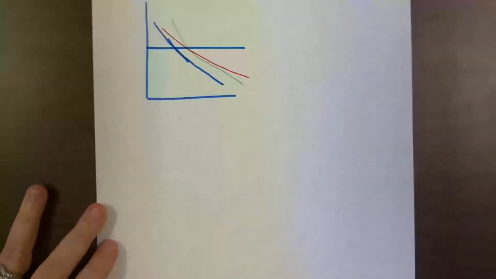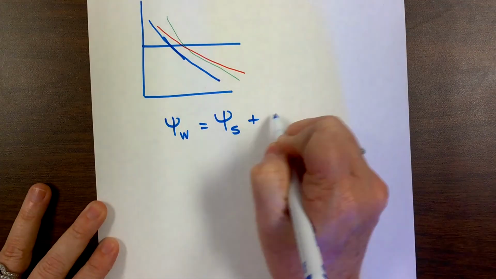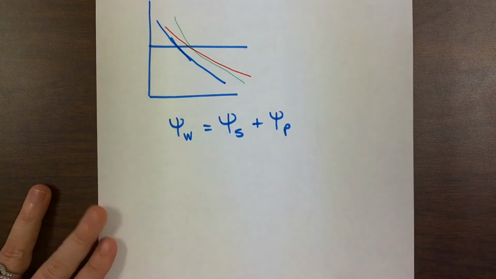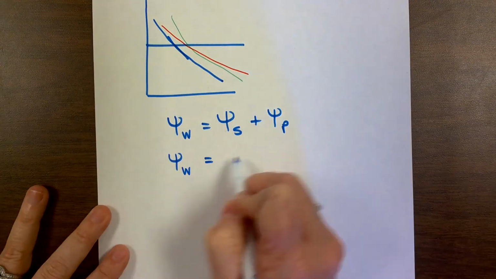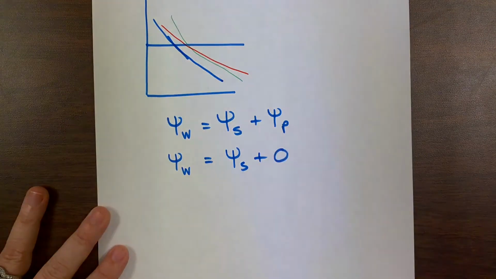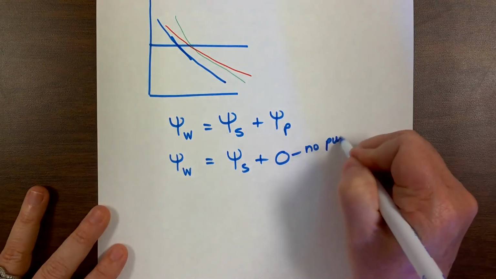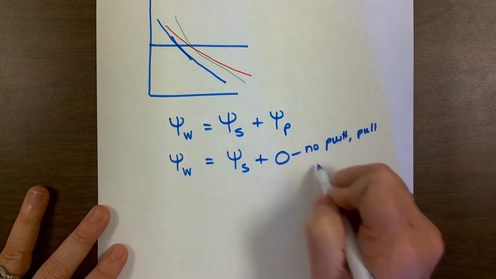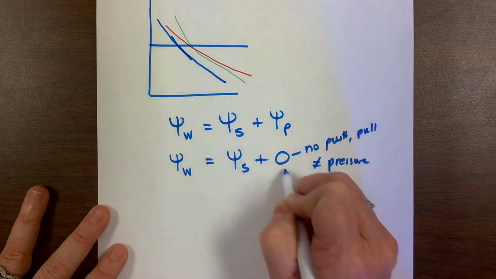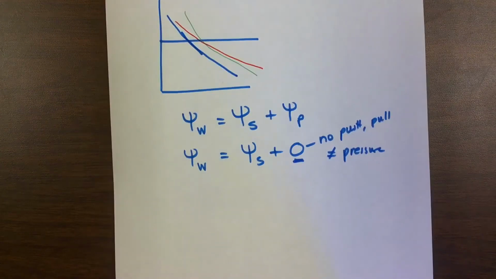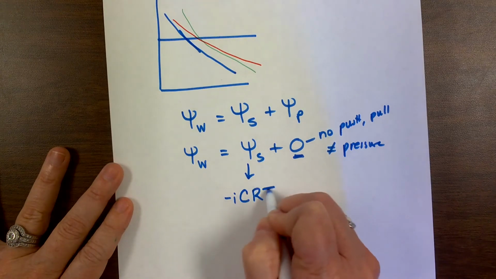So we will start off, water potential is equal to solute potential plus pressure potential. All right, in our scenario for our lab, our pressure potential was 0 because we had an open beaker. There was no push or pull, so therefore there's no pressure. So the pressure potential is 0. The solute potential, we're going to have to find by negative I, C, R, and T.